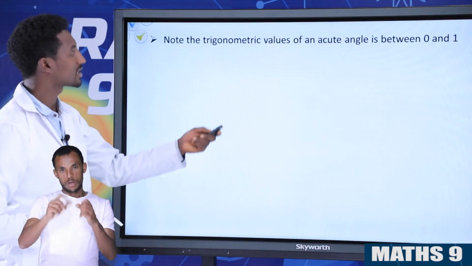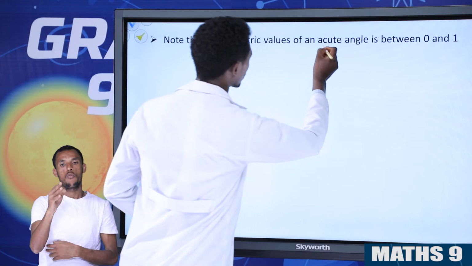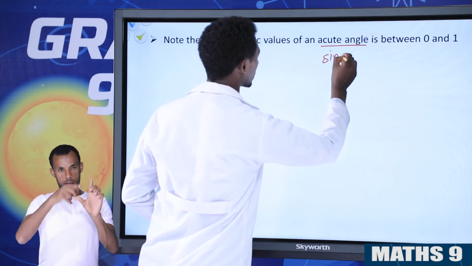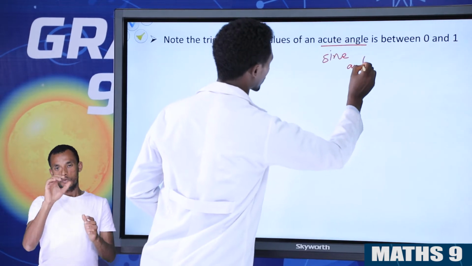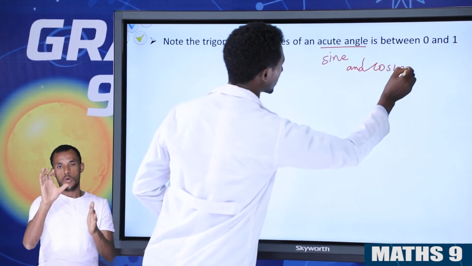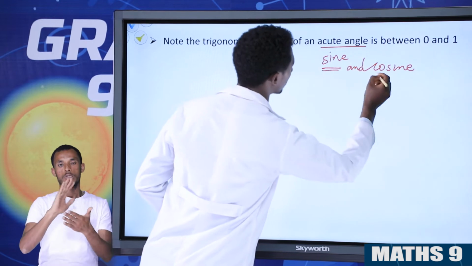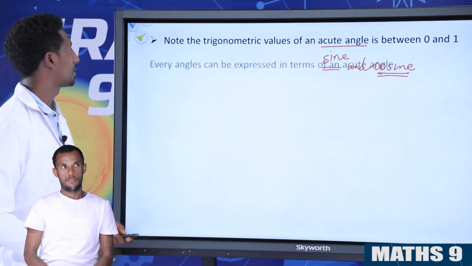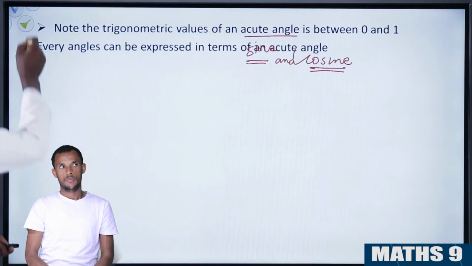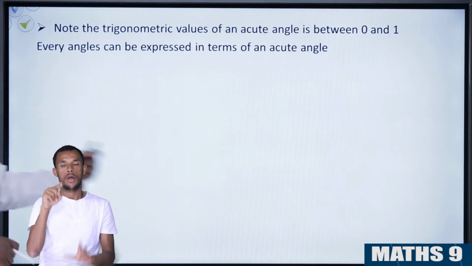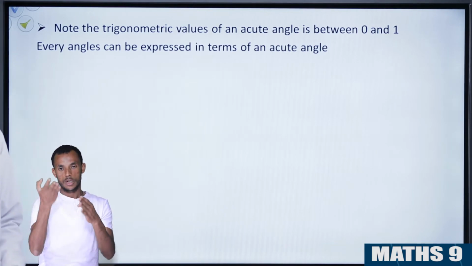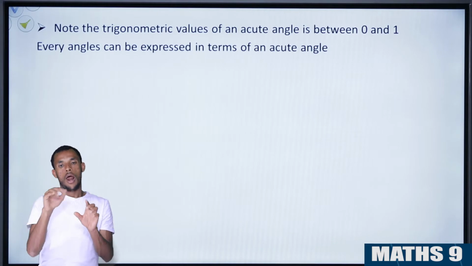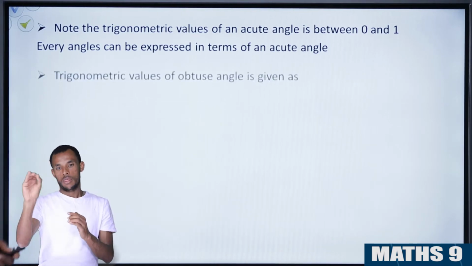So the trigonometric values of acute angles, basically for sine and cosine, are between 0 and 1. And every angle can be expressed in terms of acute angles. Every angle, meaning angles greater than 90 degrees, can be expressed in terms of acute angles.